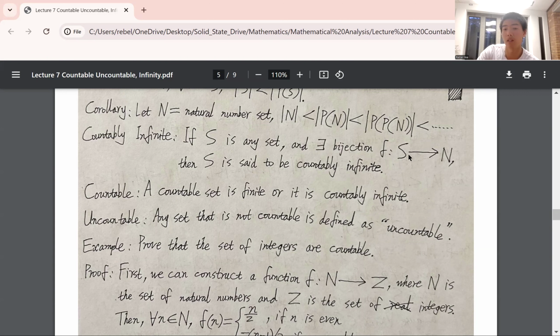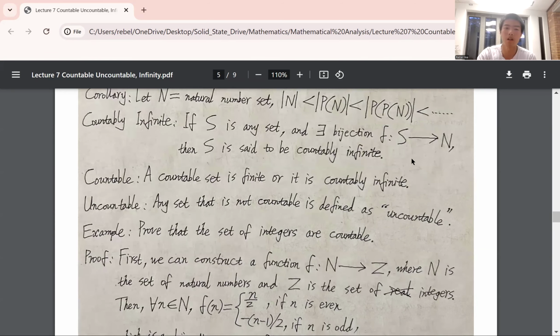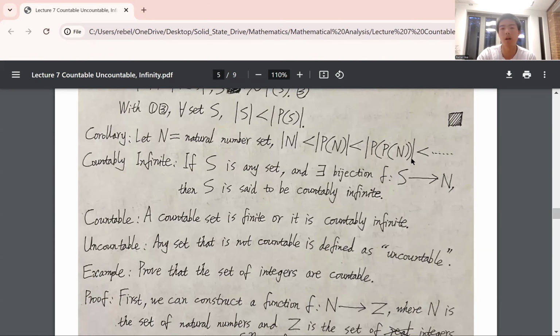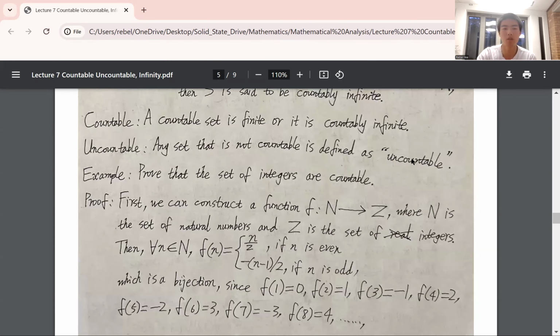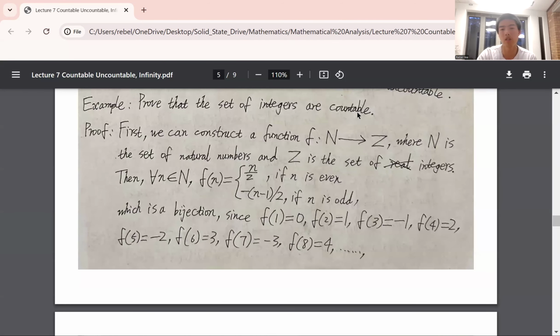But what about when the set S is N itself? Then it must have a bijection from N to N. So all of the natural numbers are countably infinite by definition itself. And now we want to show in the example that the set of integers, Z, is also countable. We definitely know the set of integers is not finite, so it must be countably infinite. So we'll first prove it by constructing a function that is a bijection from N to Z.